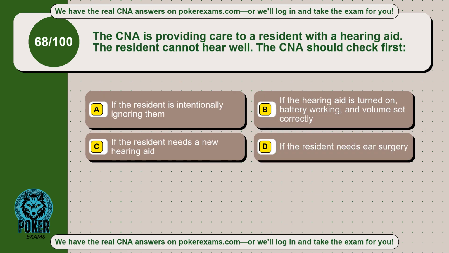Question 68. The CNA is providing care to a resident with a hearing aid. The resident cannot hear well. The CNA should check first. Option A, if the resident is intentionally ignoring them. Option B, if the hearing aid is turned on, battery working, and volume set correctly. Option C, if the resident needs a new hearing aid. Option D, if the resident needs ear surgery.